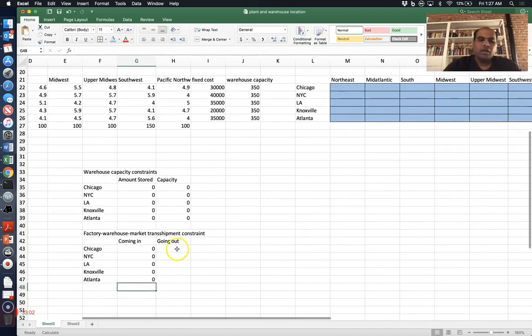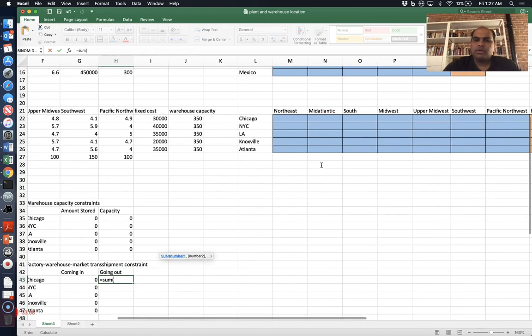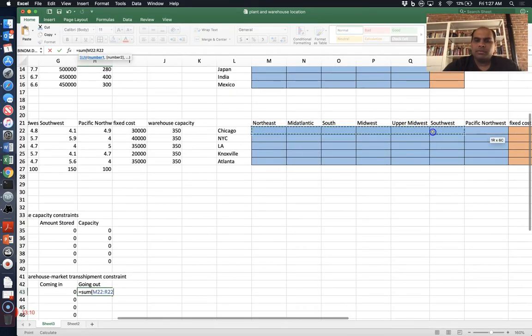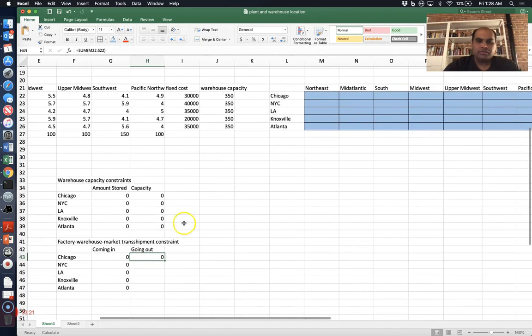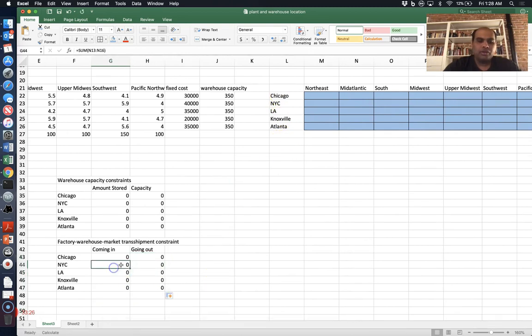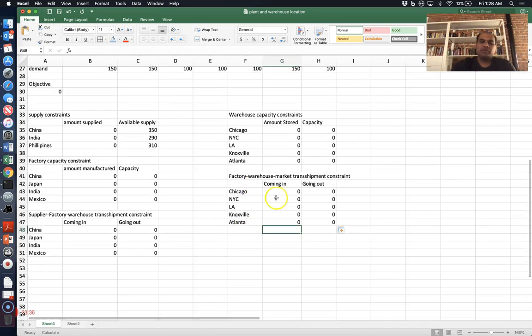So everything coming into Chicago should be equal to everything going out of Chicago, and everything going out of Chicago is right here. That is everything going out of Chicago. Because these are like that, you can just copy these constraints. So everything coming into New York should be equal to everything going out of New York. Everything coming into LA should be equal to going out. Same with Knoxville and Atlanta. So we have the fifth set of constraints, which are the factory, warehouse, market transshipment constraints.